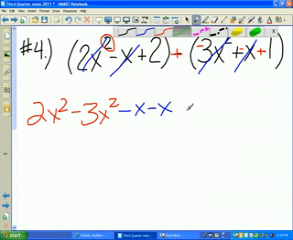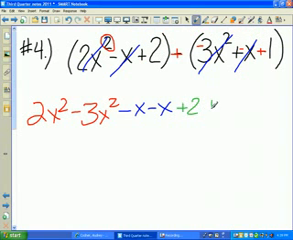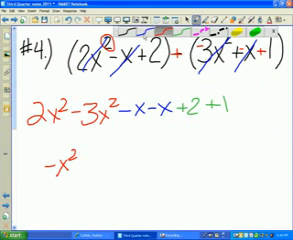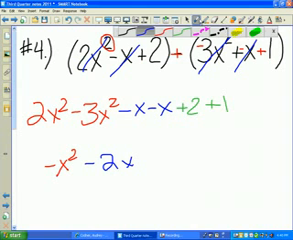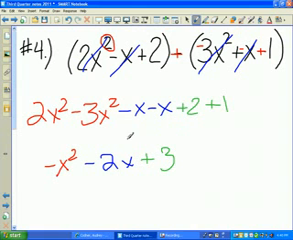So now what's left over? This plus 2 and this plus 1. So 2x squared minus 3x squared gives me a negative x squared. But let me put it in its proper color. So a negative x squared. Then a minus x and a minus x, which gives me a negative 2x. And then 2 plus 1 will be plus 3. Okay? And then right here is our solution.